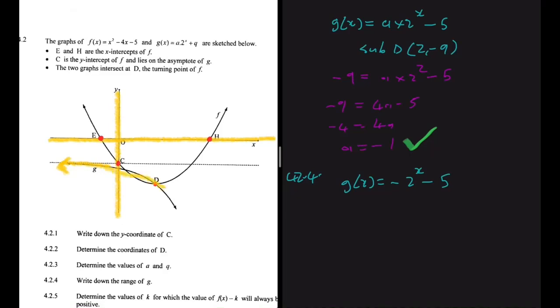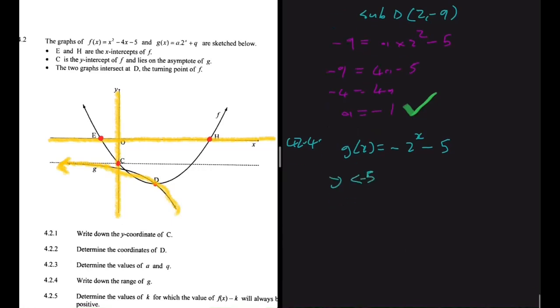But then going down, the y value goes to minus infinity, basically. So we're saying that the y value will always be less than minus 5. The y value is always going to be less than minus 5.